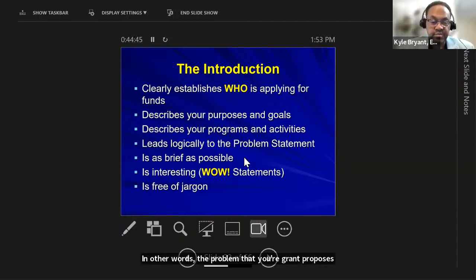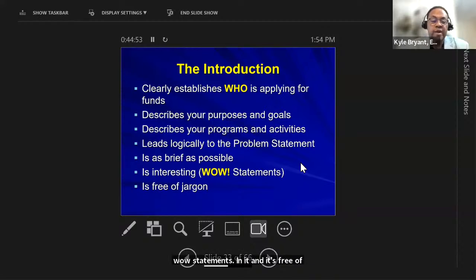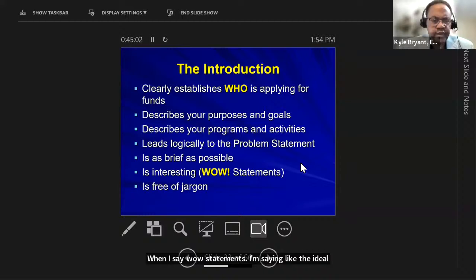And it's as brief as possible, but it has interesting or wow statements in it, and it's free of jargon. When I say wow statements, I'm saying like the ideal problem statement in the introduction starts out with something that the reviewer didn't know, but they are intrigued by the statement and they want to know more about it, so they'll read further. Like you could say something like, according to relevant statistics, if you have them, and I'll show you how to do that as well.